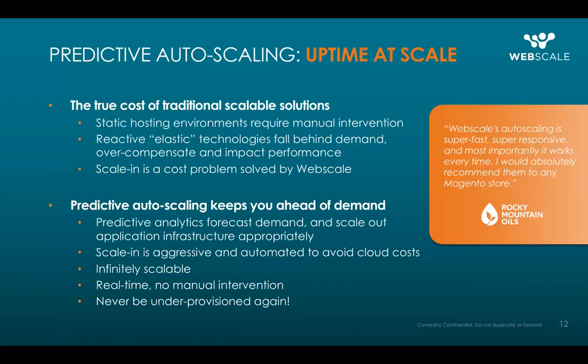The other thing is, since all of this is software and all of this is automated, we can scale infinitely. We'll scale our own infrastructure out infinitely. We can scale an application out infinitely, or bounded by parameters that the application owner has put in there. So that's predictive auto scaling.